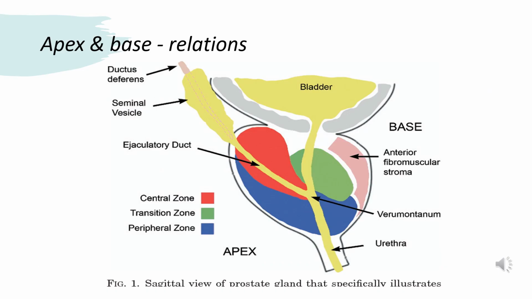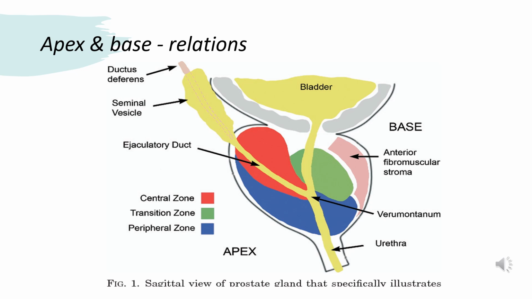First, we will take up the relations of the apex and base of the prostate gland. The apex of the prostate gland is directed downwards and rests on the superior surface of the urogenital diaphragm. Please try to revise the urogenital diaphragm. So the apex is directed downwards and rests on the superior surface of the urogenital diaphragm.